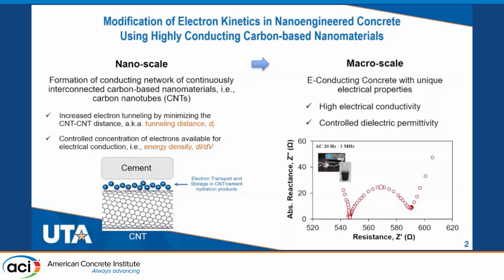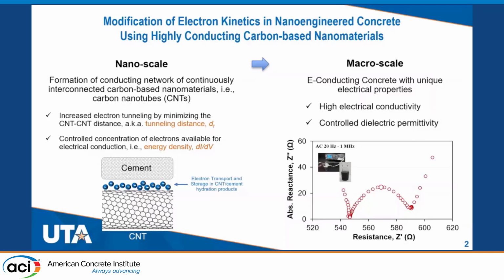And actually, we talk about the electrical conductivity and dielectric permittivity. These are two true material properties that we use for any material, and especially nanocomposite materials, to characterize the electrical behavior and the electrical energy storage capacity. And these two rely on the nanoscale. We are talking about the formation of a conducting network of continuously interconnected conducting nanomaterials. Again, for example, carbon nanotubes.